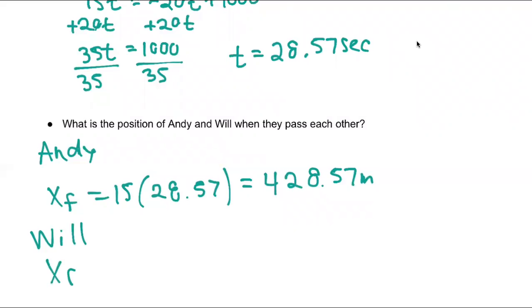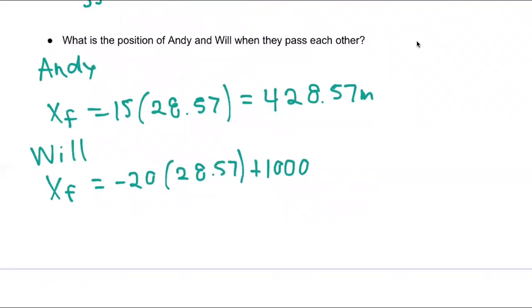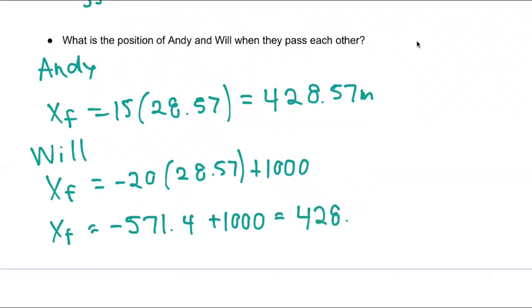All right, for Will, we're going to get negative 20 times 28.57 plus 1,000. So I'm going to start by doing my negative 20 first. So I get xf equals negative 571.4 plus 1,000 equals 428.57. All right, this is really what we need to know about constant motion.